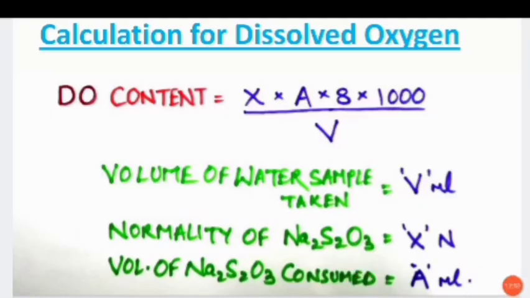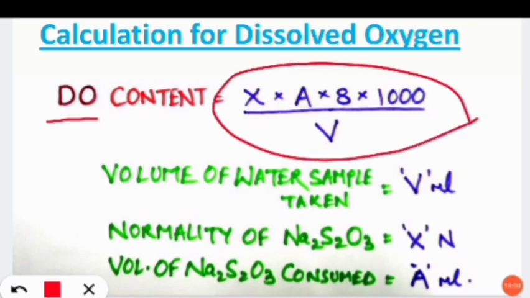So we have done the titration. The sodium thiosulfate is consumed from the burette, the iodine is reacted, and we have to calculate the amount of dissolved oxygen present in it. For that, this is the formula. This is the Brahmastra. The formula is x multiplied by A multiplied by 8 multiplied by 1000 divided by V.